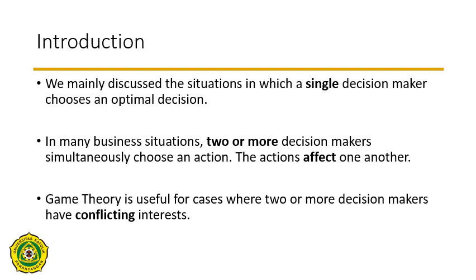So game theory is a useful tool for cases where we have two or more decision makers, and usually they have conflicting interests. So now we are going to solve a problem where we have more than one decision maker and they have conflicting interests, and we're going to see what would be the optimal thing to do for each decision maker.